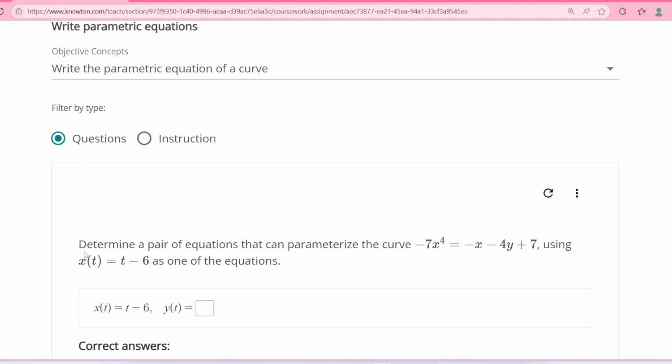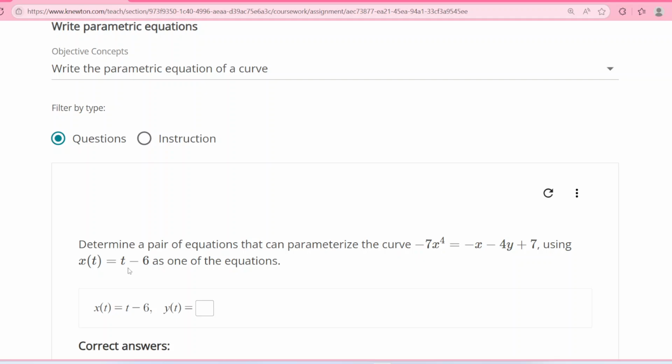So here we're asked to determine a pair of equations that can parameterize the curve negative 7x to the fourth equals negative x minus 4y plus 7, using x of t equals t minus 6 as one of the equations. All right, so they're already giving us an equation for the x coordinate of any location that depends on a parameter called t.